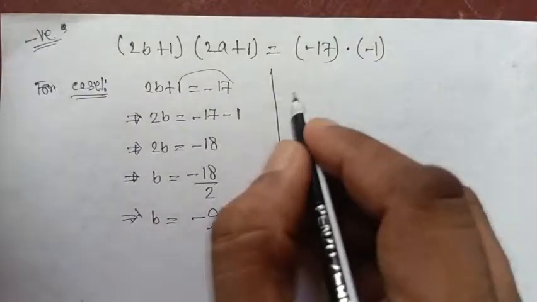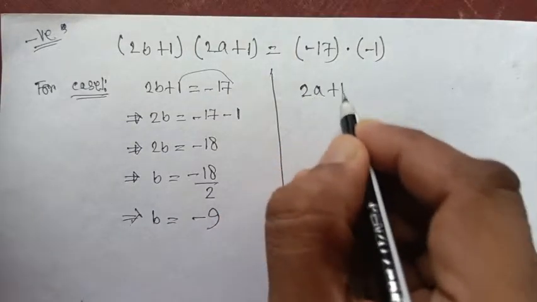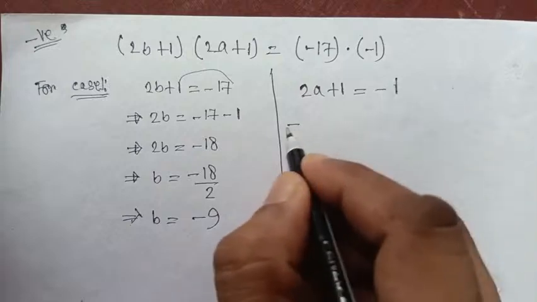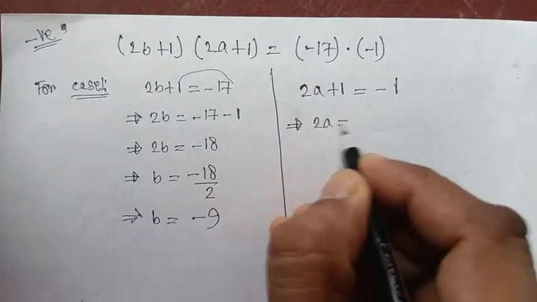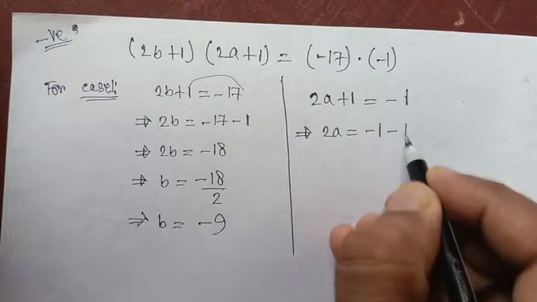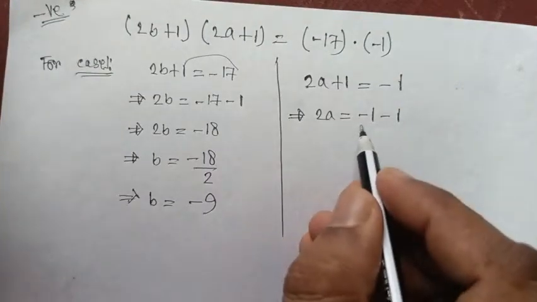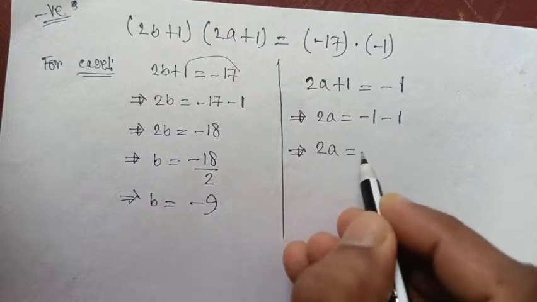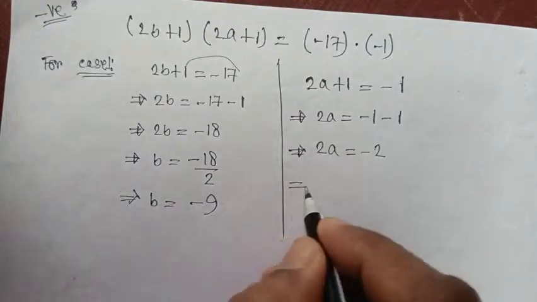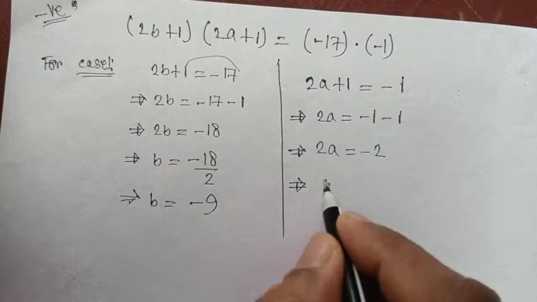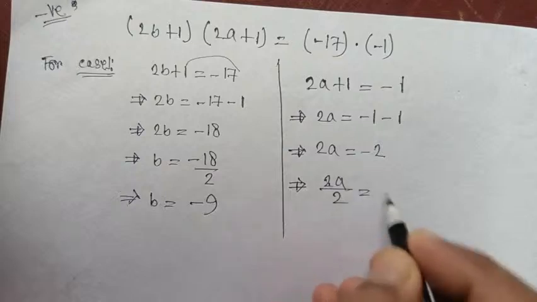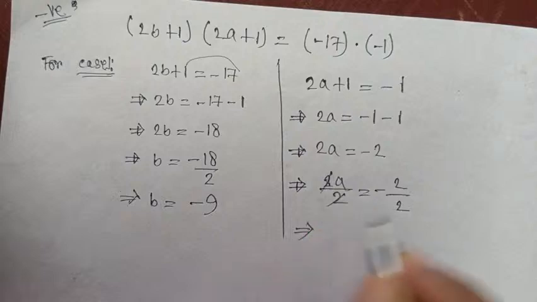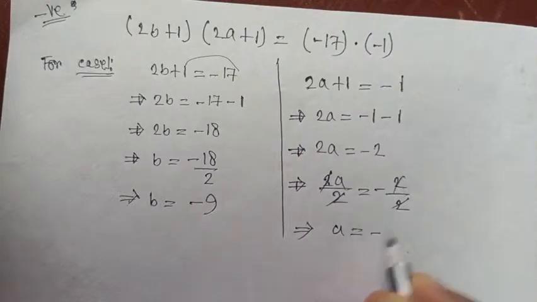And similarly 2a plus 1 will be minus 1. Then 2a, if we move 1 to the right hand side, it will be minus 1 minus 1, that will be 2a equals to minus 2. And if we divide by 2 both sides, then 2 cancels out, a equals to minus 1.